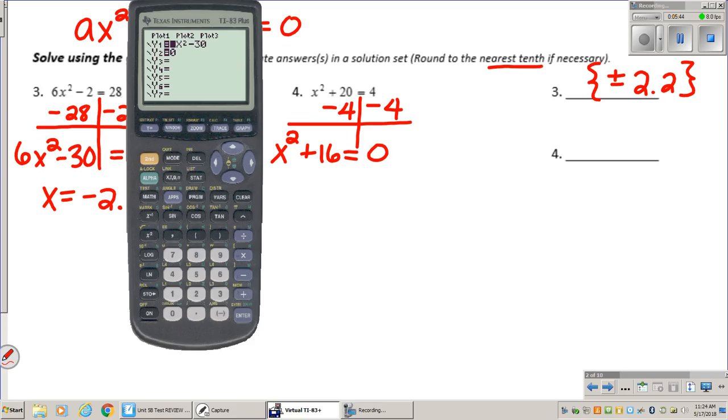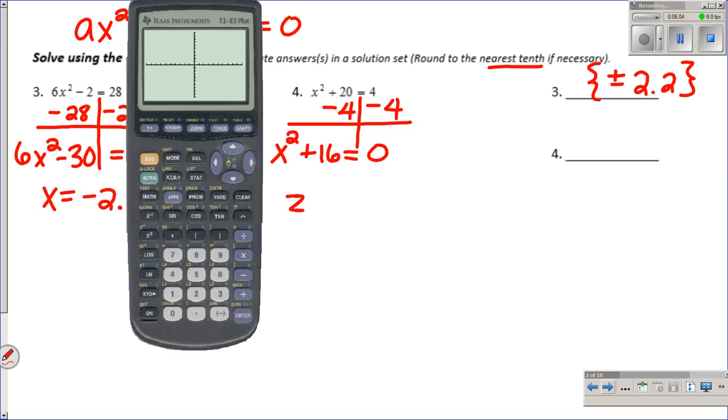So we're going to go to the graphing calculator, and on line 1 we're going to input x squared plus 16, and on line 2, since we're trying to see when the equation equals 0, we're going to put y equals 0. And we're going to hit graph, and nothing appears. So what we're going to do, guys, is we're going to zoom out. We're going to have to zoom out on this problem.